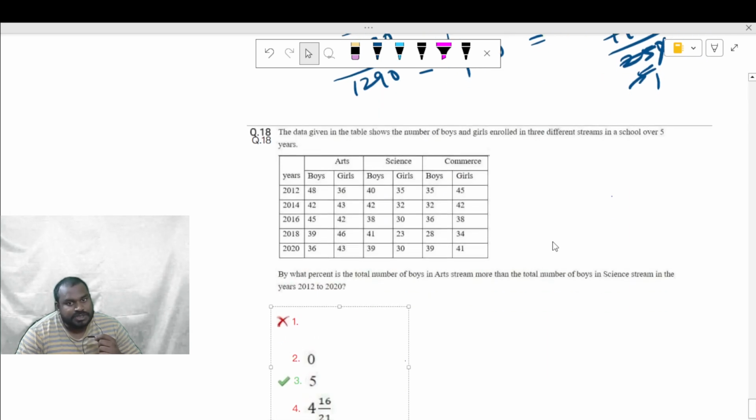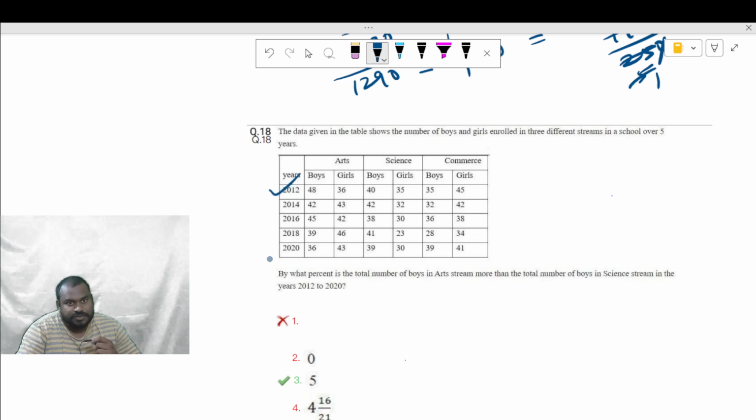Calculate the total number of boys in arts stream from 12 to 20, and the total number of boys in science stream from 12 to 20. It says more, so subtract and divide by the number of boys in arts.